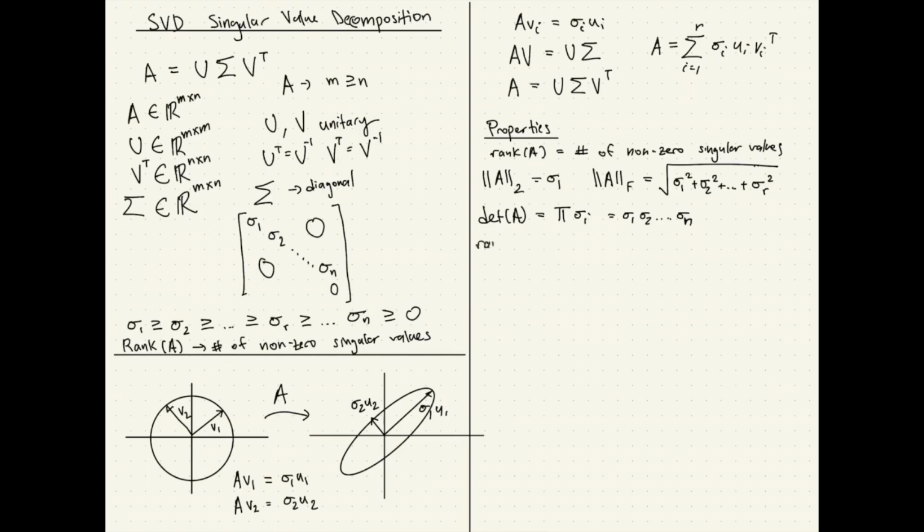You can get information about the range of A: it's just going to be the column space, U1 up to Ur. The null space of A is equal to everything after the r-th term in V.